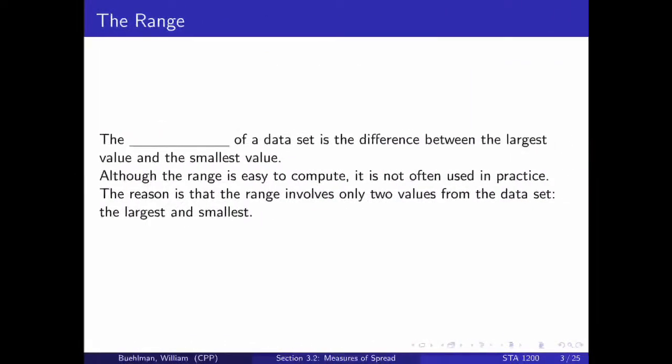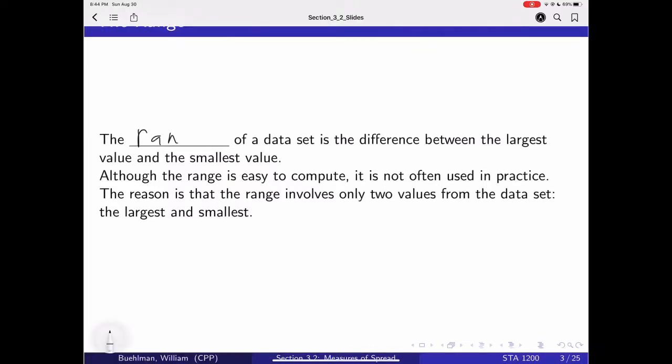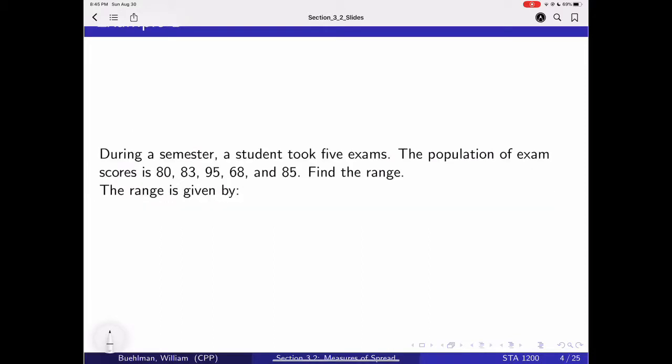So first we have the range. The range of a data set is the difference between the largest and smallest value. Although the range is easy to compute, it is often not used in practice. The reason being is the range only involves two numbers from the data set, the largest and the smallest. Here we're going to just do a quick example.